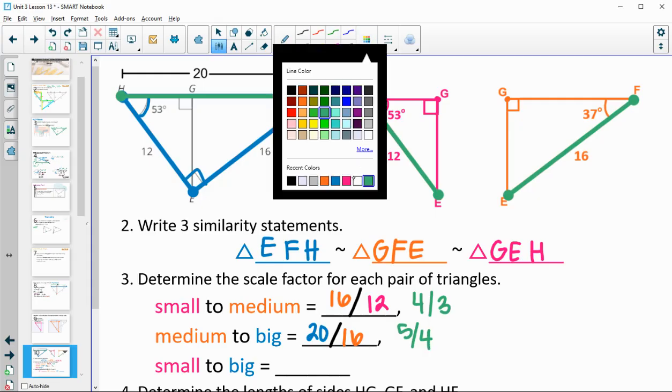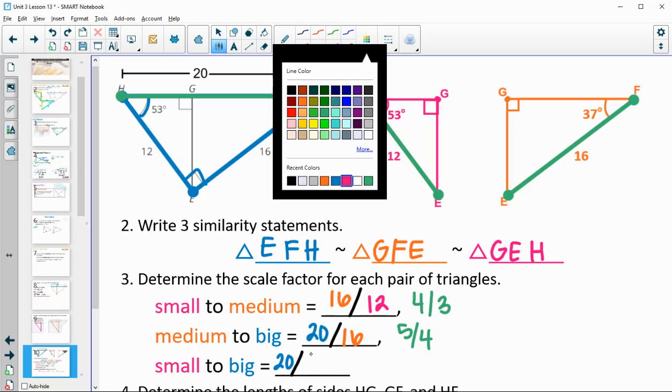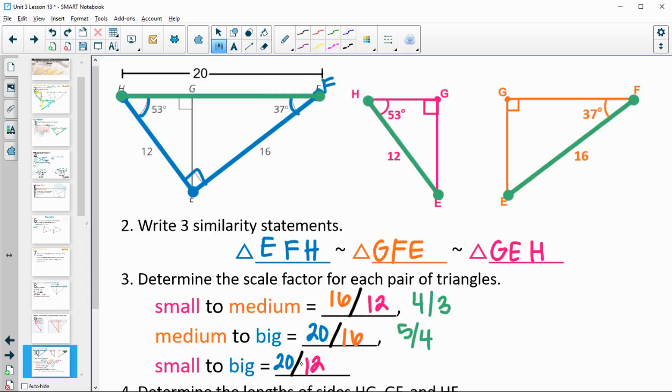And then finally, scale factor from small to big. So bringing the small one to the big one. So hypotenuse in the big compared to hypotenuse in the small would be 12 to 20. And then simplify this. So divide each by 4. Would be 5 to 3. So those are the scale factors that bring each triangle to the other. So if we wanted to go small to medium, that would be a 4/3 scale factor. Medium to large would be 5/4, and small to big would be 5/3.